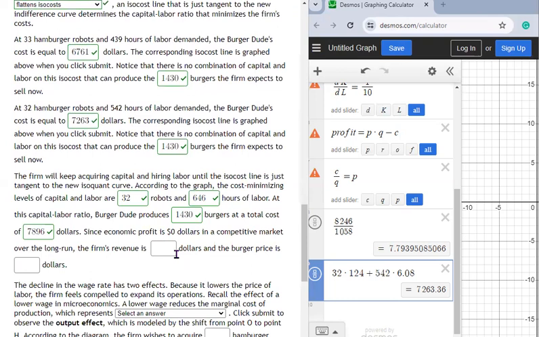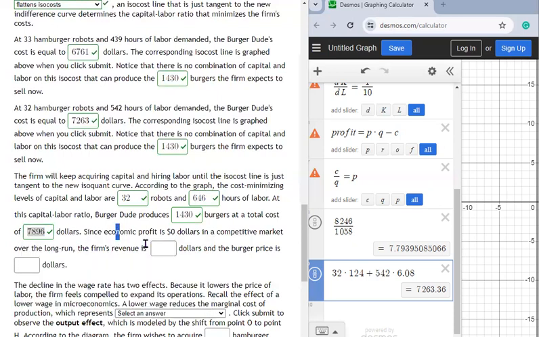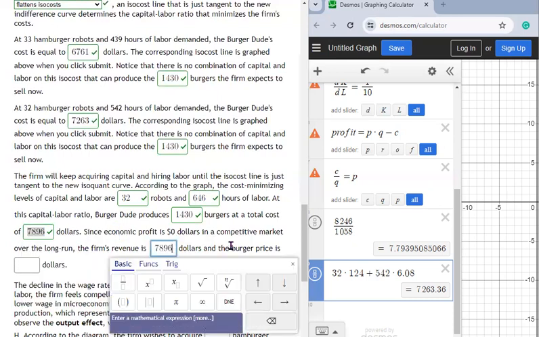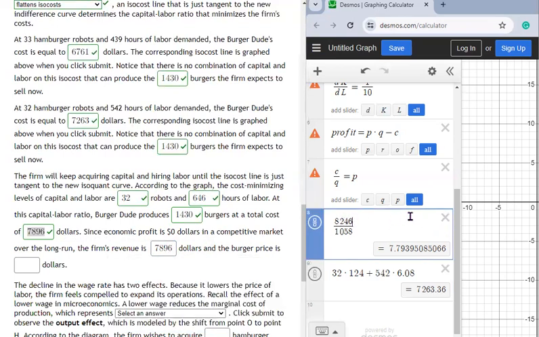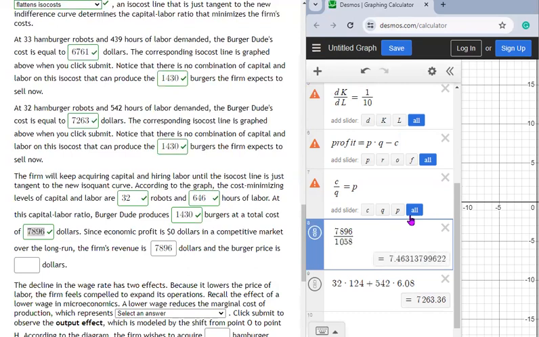Since economic profit is $0 in a competitive market over the long run, the firm's revenue has to be equal to its cost. Revenue minus cost is a zero economic profit over the long run. So what does the price of the burger have to be now? Well, now the cost is 7,896. The output is 1,430. So the price of the burger fell to $5.52.